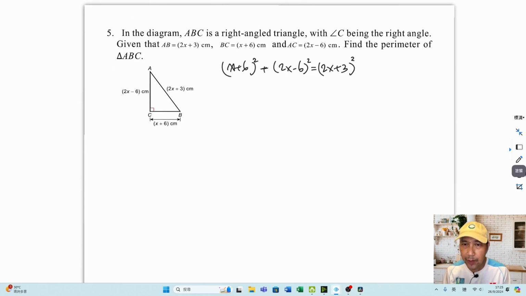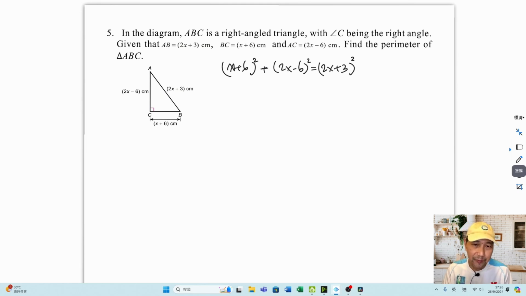Question 5. In the diagram, triangle ABC is a right angle triangle with angle C being the right angle. Okay, we are given AB, BC, and AC. There are 3 sides. Now find the perimeter of triangle ABC. We don't need to write down the definition of s because s is given to you by the question. Second, because we have a right angle triangle, I think most of you may think of Pythagoras theorem.